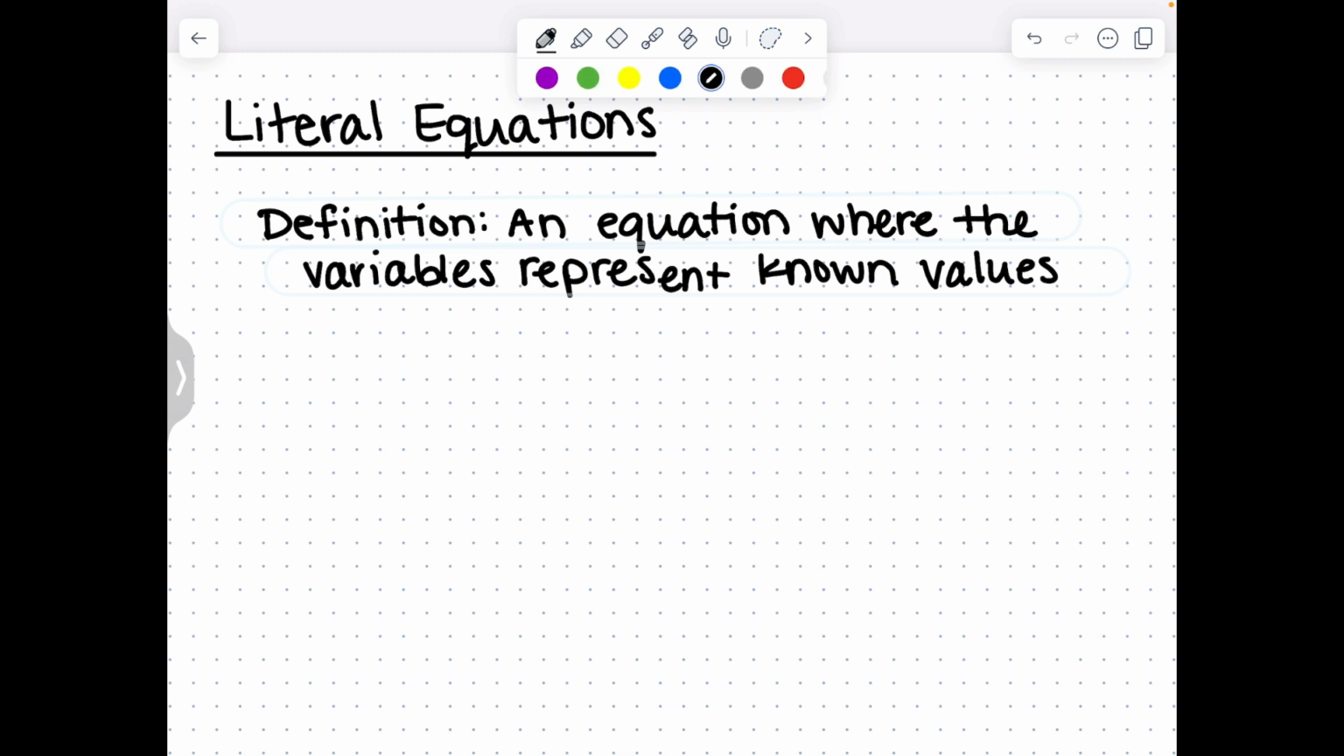For example, there's a famous equation that says E equals mc squared. Now, E is the energy, M is the mass. You would know at least one of those things for your item, whatever you were measuring. But C, there's a letter there, but it's not actually a variable. This is the speed of light.